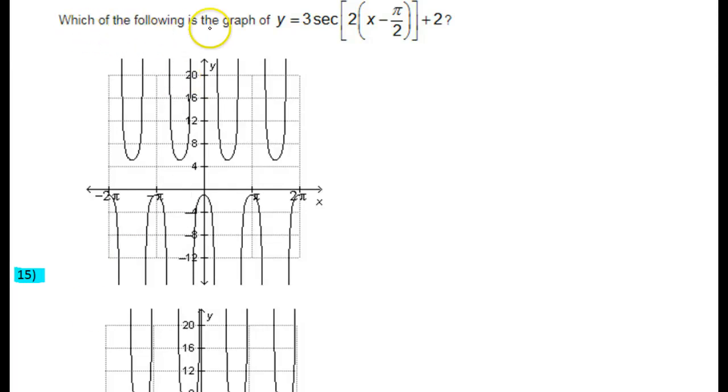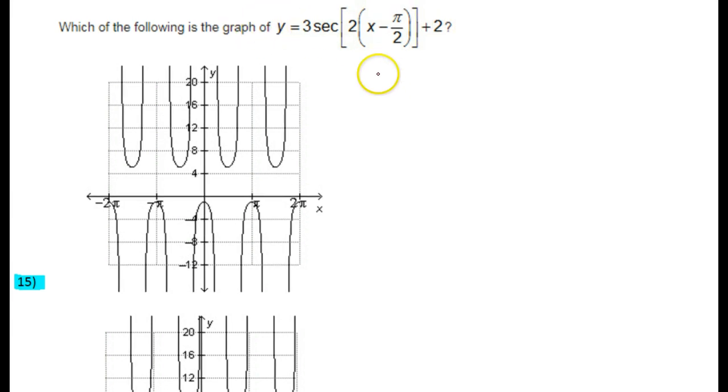Which of the following is the graph of y equals 3 times the secant of 2x minus pi over 2, plus 2? So this is a pretty complex transformation of the secant function. We have a vertical stretch, we have a horizontal compression, so the period is changing. We have a horizontal shift and we have a vertical shift. So there's a lot going on. So let's just take it step by step.